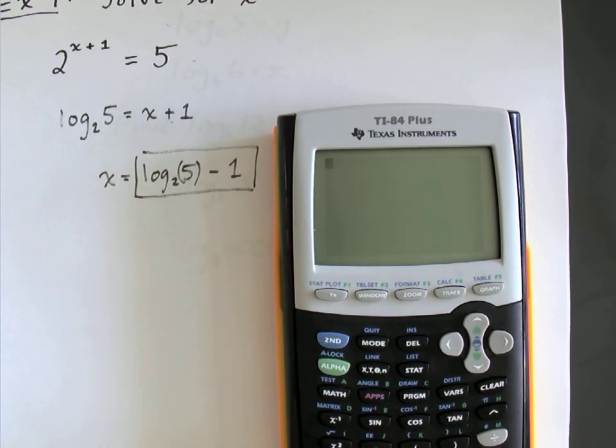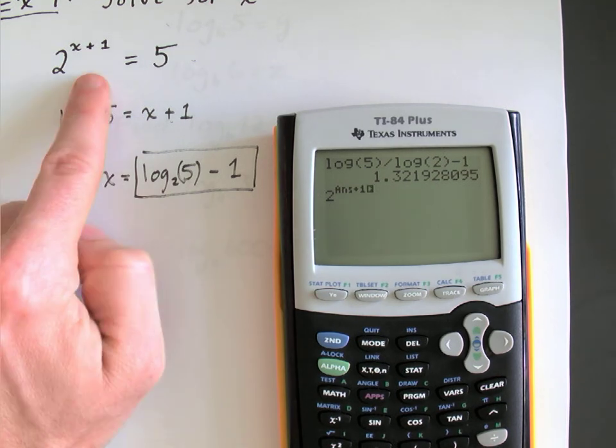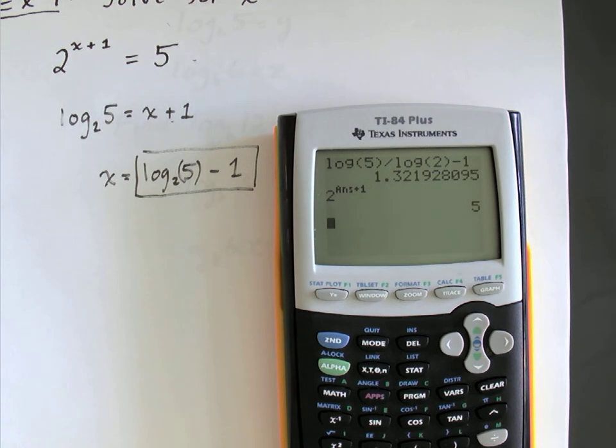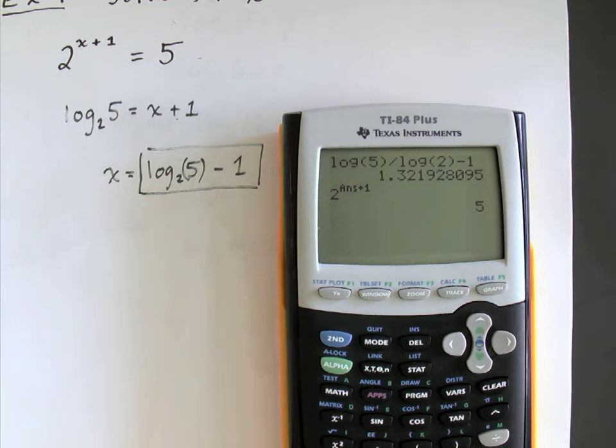You can use the change of base rule, log 5 divided by log 2, to work out log base 2 of 5, and then subtract 1. So we can see our solution for x is about 1.32. In fact, if I do 2 to that answer that I just got plus 1, I should get 5, because 2 to the x plus 1 is equal to 5. So it worked out. You can check your solution even if it's really, really ugly.